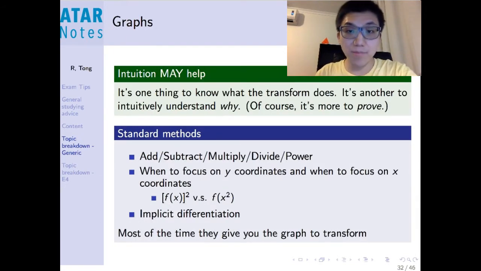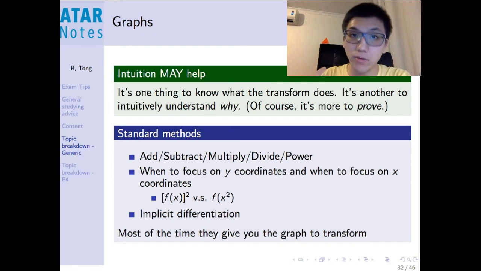Graph intuition may help. If you ask me, it can help a lot if you actually anticipate what a graph does by just being able to look at the equation. You expect that your x coordinates are being modified, or your y coordinates are being modified instead. You also want to be able to handle simple things like add, subtract, multiply, divide, and take to some power, square it, cube it, or something like that. You need to be comfortable with implicit differentiation. That goes for conics as well.